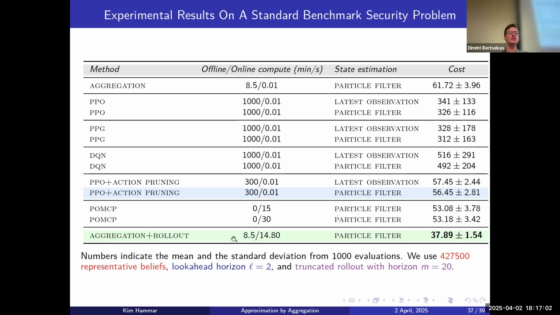And you can also see in terms of compute time that our method is actually much more efficient than the previous method. It only requires around 8.5 minutes of offline training to solve the aggregate problem. And then it requires around 15 seconds of online search or online rollout simulation to improve the policy.